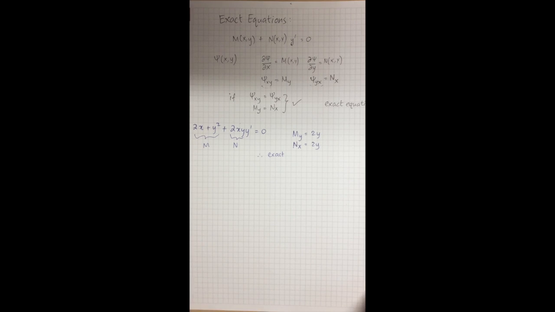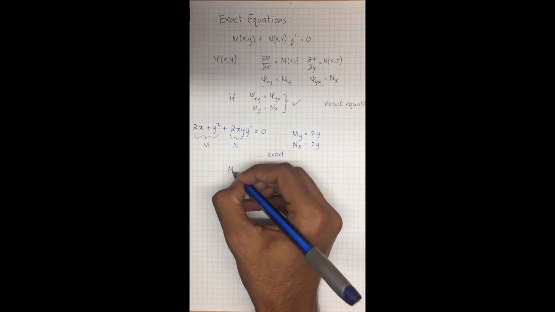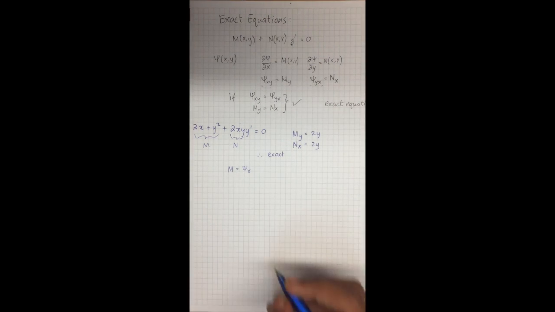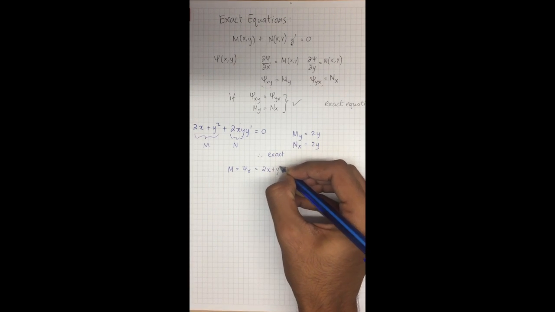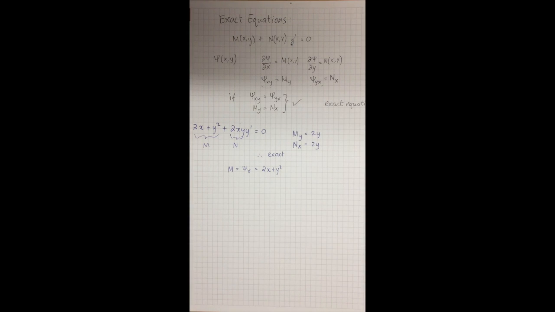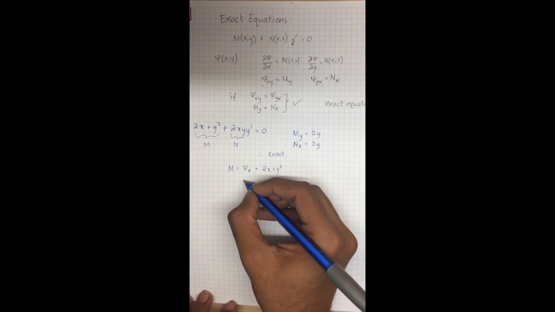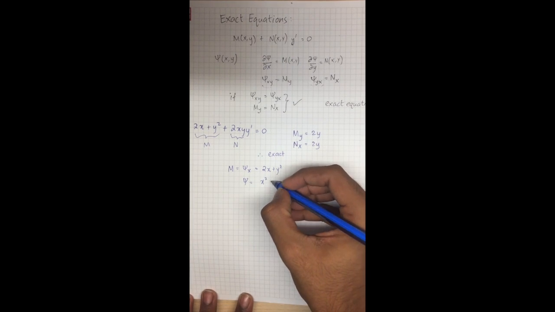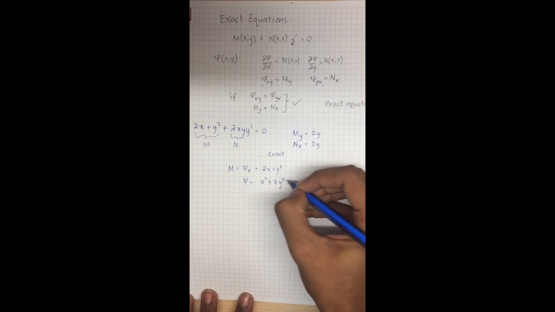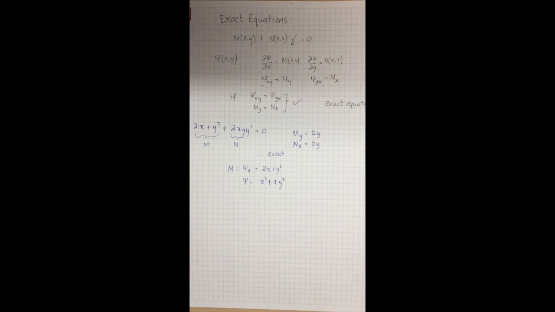The next step is to solve for the solution, psi. So we start off with M, which is equal to psi_x, and that's equal to 2x plus y squared. I'm going to integrate this with respect to x. So I'll get psi as x squared plus x times y squared, because over here y just remains as a constant when integrating with respect to x. I need to involve a constant in it, but I'm going to handle that in the next integration and give it a common constant.